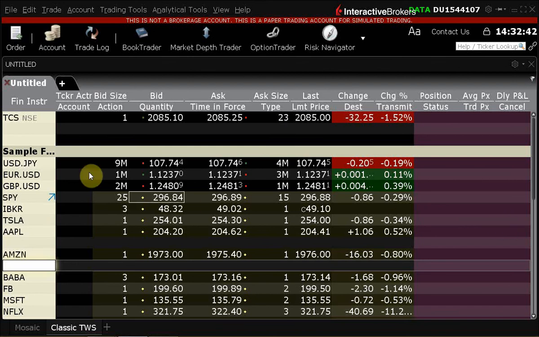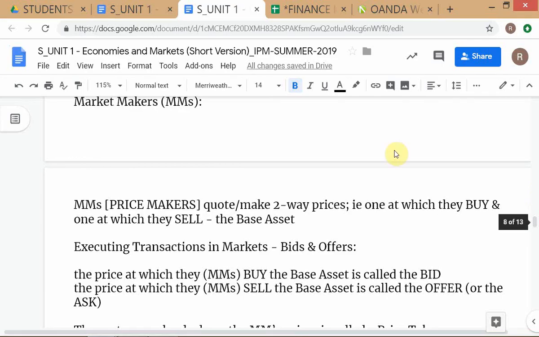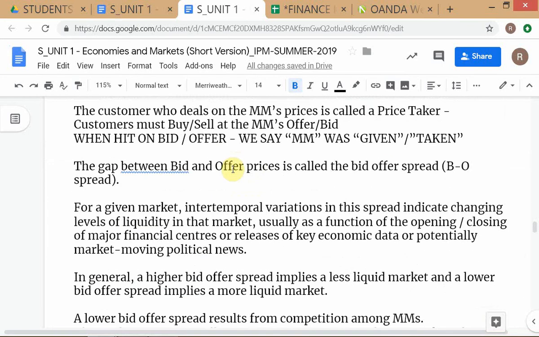This GBP USD in the spot market is referred to as cable. I already told you the story. Here also you can see that it's very tight. But this is not as liquid as the euro dollar FX and the dollar yen. So you can see that the liquid markets have a very tight bid offer spread. And let's just go down a little bit more to see.